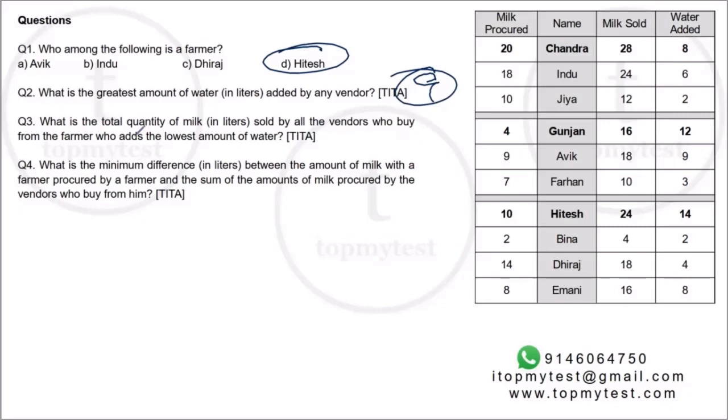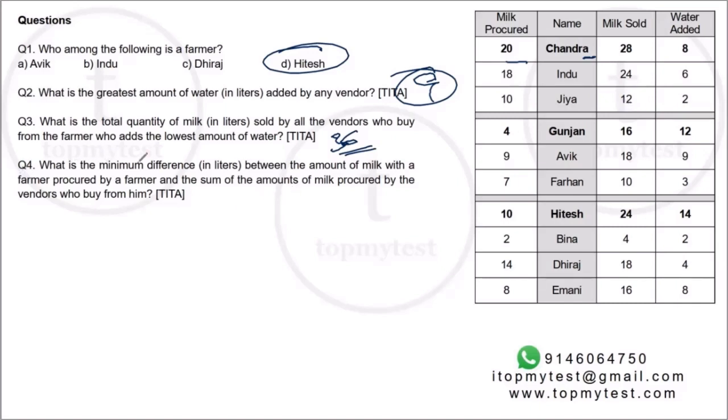Okay. Question number 3. What is the total quantity of milk in liters sold by all the vendors who buy from the farmer who adds the least amount of water? Who adds the least amount of water? Chandra adds the least amount of water. The question is, what is the total quantity of milk sold by the vendors who buy from the farmer? Their milk sold is 24 plus 12, 36.